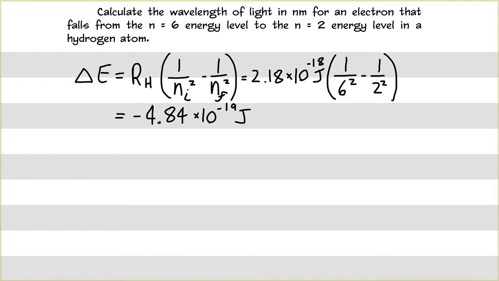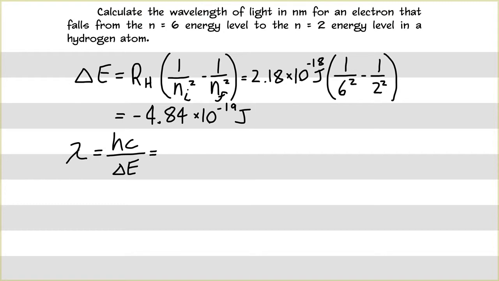Okay, the next order of business is to figure out what wavelength is associated with that energy. And the equation we want to use is wavelength is equal to Planck's constant times the speed of light divided by the energy change that we got from the Bohr equation. And since this is the energy being released, we need to remember to take off that negative sign.